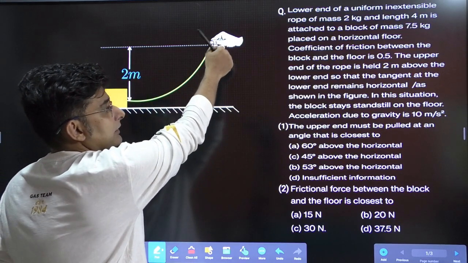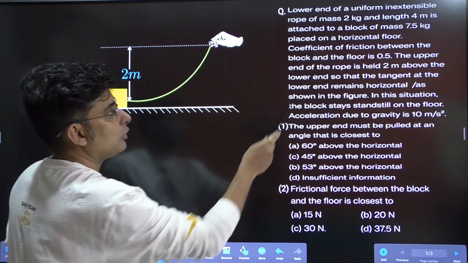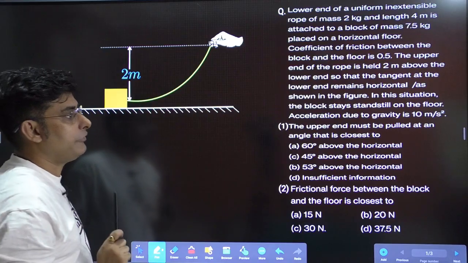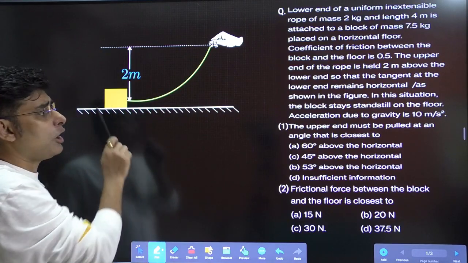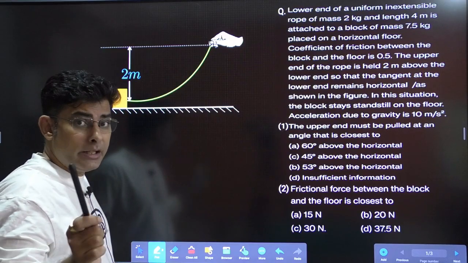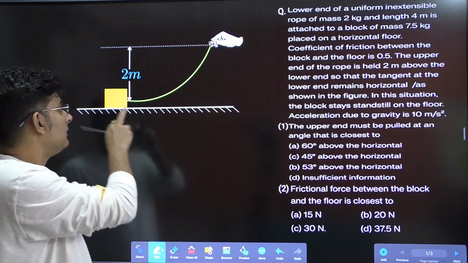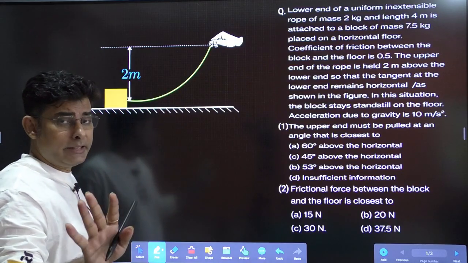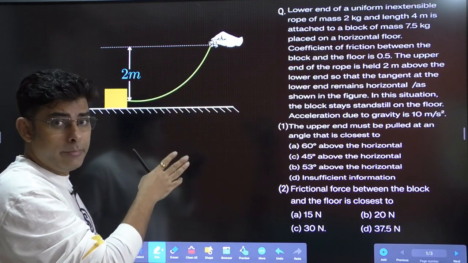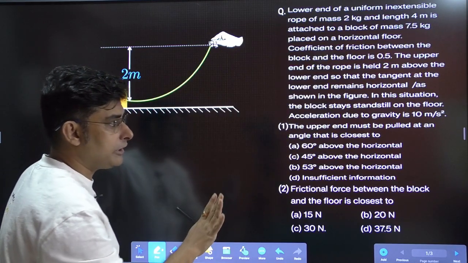Now this person is holding the top end of the rope, and they have also given the mass of the block as 7.5 kg. The block is found to be static, but they did not mention that it is a case of limiting equilibrium, because they did not say that the block is about to move. So that means the friction over here will be static. We cannot say that it will be limiting or F max, because they have nowhere mentioned it. They have given the value of g as 10 meter per second square.